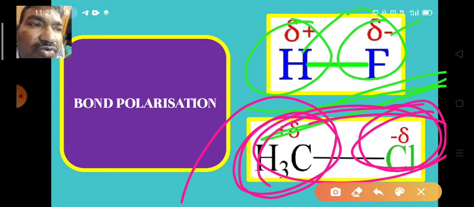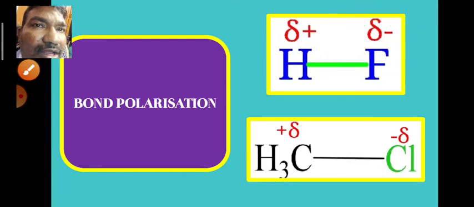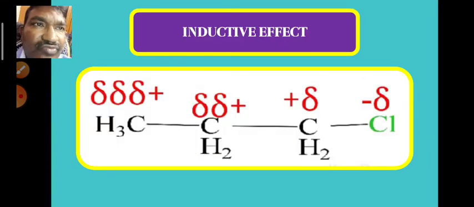So now this methyl chloride is a polar molecule, even though it is a covalent compound and contains covalent bonds, because this C-Cl bond is a polarized bond. Okay, so that phenomenon is known as bond polarization.